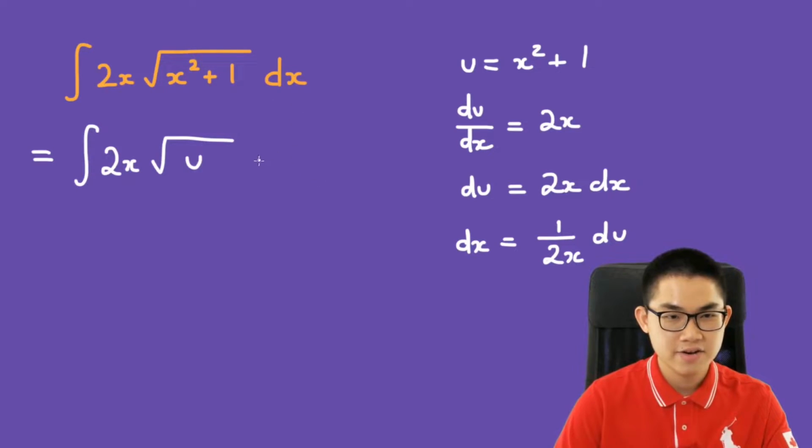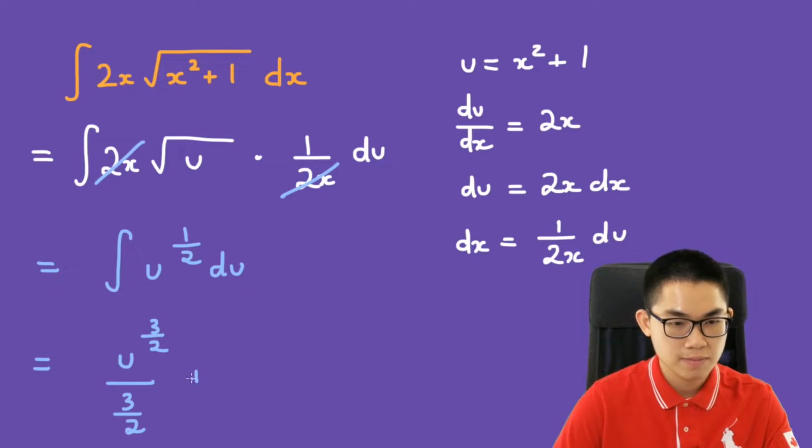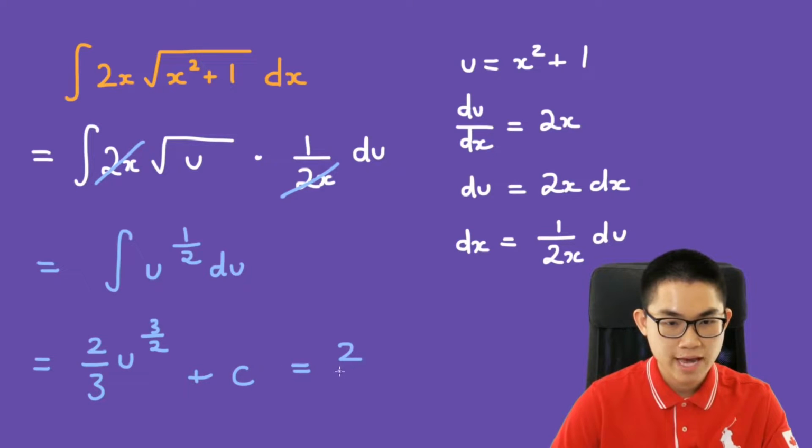And then dx here is 1 over 2x times du. So again, as you will see, these will cancel out. And you get u to the power of 1 over 2 du. And its antiderivative is u to the power of 3 over 2 divided by 3 over 2 plus c. So this will be the same as multiplying it by 2 over 3. And we get 2 over 3 times x squared plus 1 to the power of 3 over 2 plus c.